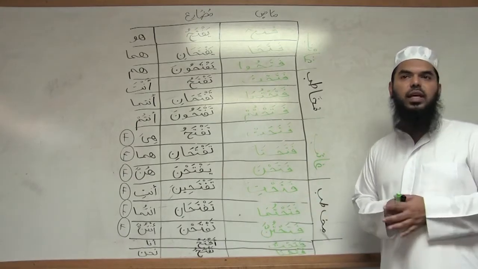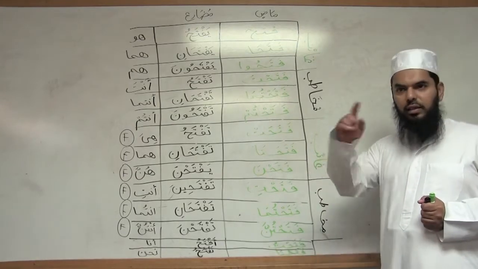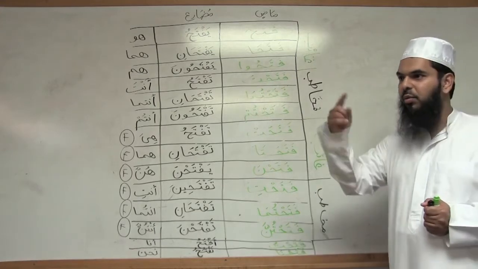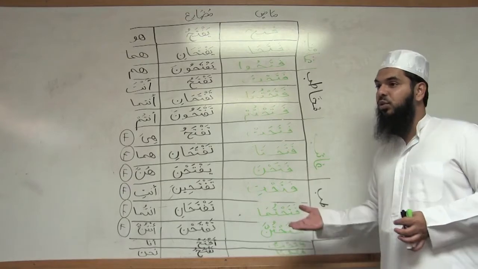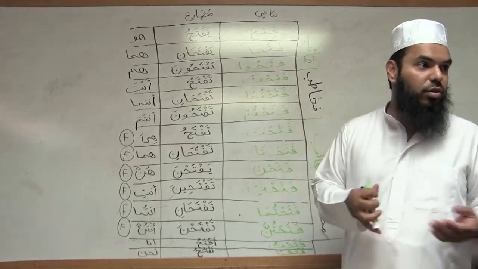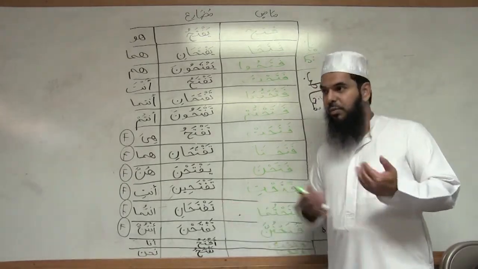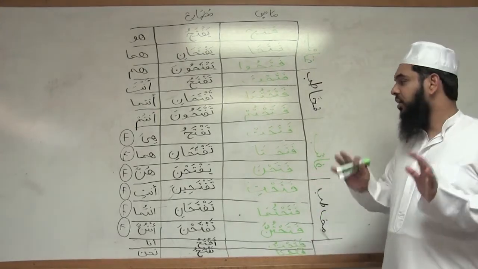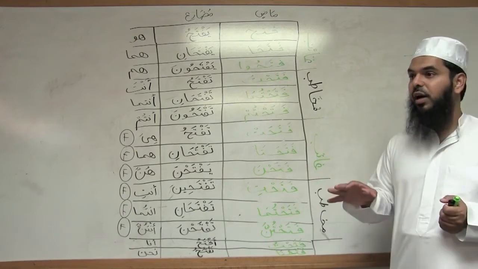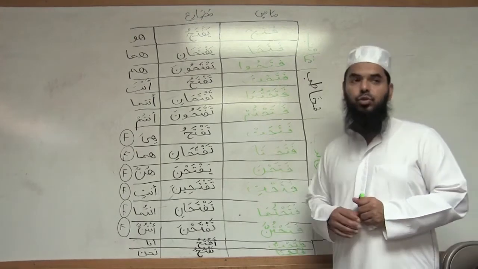For example, if we say Musa or Isa, it seems to end on alif maksura with the sukun, but that's actually not the case. The actual case with those is that they aren't Arabic names. Those are Ajami names that have come into the Arabic language, and that's why they're mamnu min sarf, they're mabni, because they are not Arabic names. Asma in the Arabic language don't end on sukun.